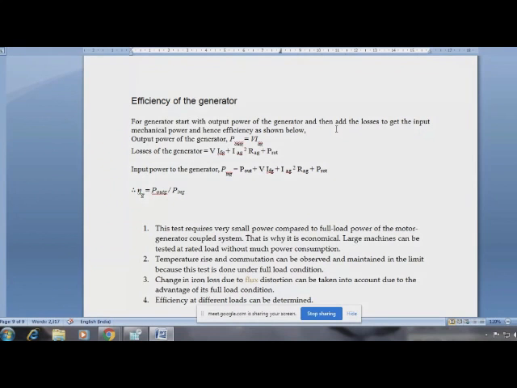At this point, I would like to know from you why, in case of a motor, we start from input, then go to output, and similarly the reverse for generators. What is the reason? My question is fine. It's clear.